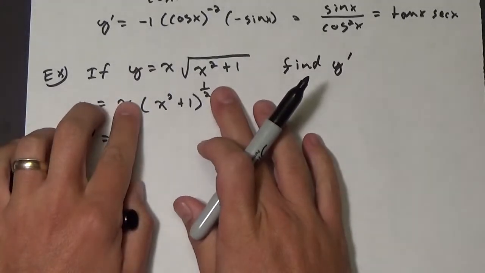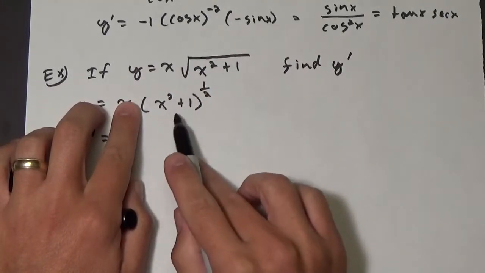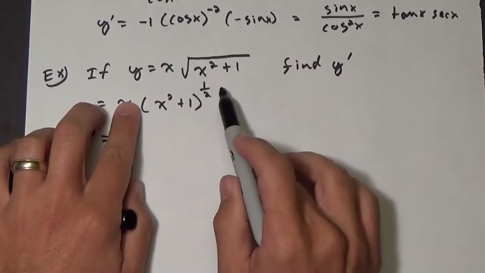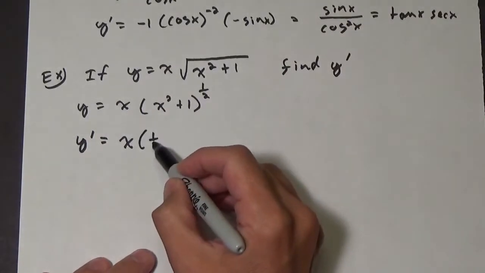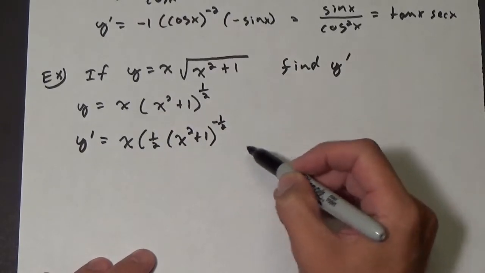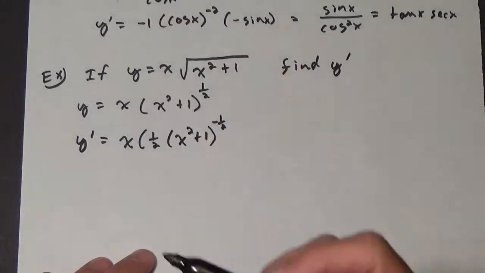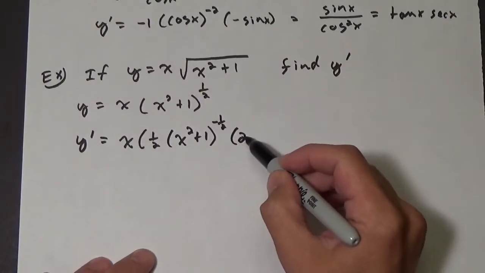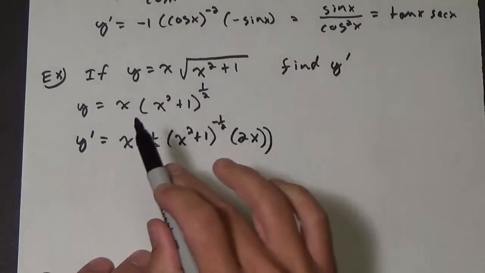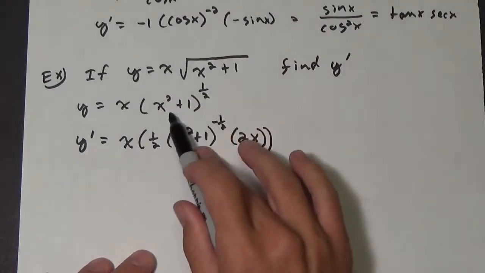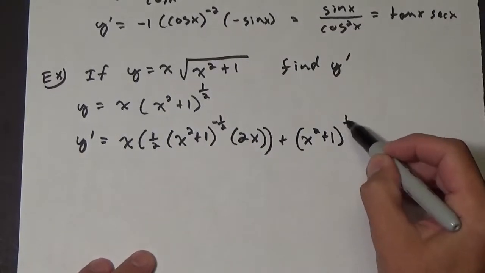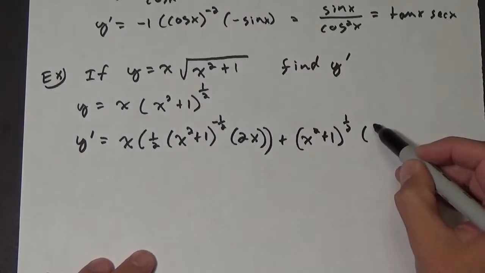Now this is a chain rule, so we have the inside part, which is x squared plus 1, and we have the outside part, which is 1/2. So when we take the derivative, we bring out the 1/2, so we're going to have 1/2 times (x squared plus 1) to the negative 1/2. Okay. And then we take the derivative of the thing inside, which is 2x. Okay, so we had the first times the derivative of the second plus the second, which is (x squared plus 1) to the 1/2, times the derivative of the first, which is just 1.